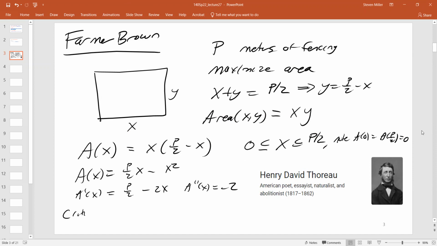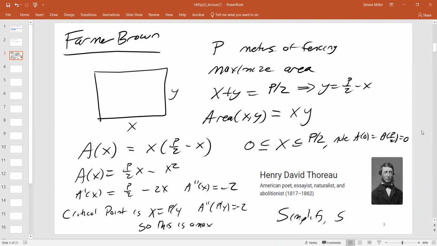So the critical point is x equals p over 4. A double prime at p over 4 equals negative 2. So this is a max. So, Henry David Thoreau's famous advice: simplify. Before you start doing any calculation, spend a moment thinking about the algebra and make your life easier. I would much rather differentiate a sum or a difference than differentiate a product.